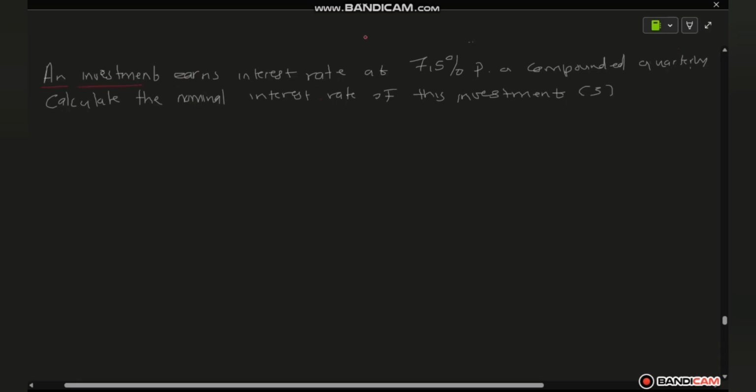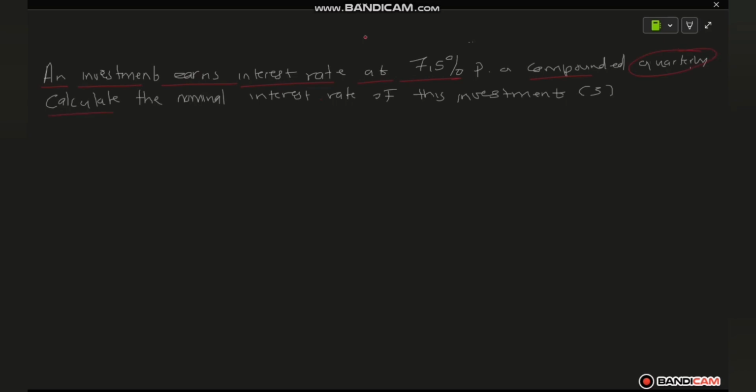Then an investment earns interest at 7.5% per annum compounded quarterly. That's 4, right? Calculate the nominal interest rate. Then we said that if they want to calculate the nominal interest rate, it means that the 7.5 here becomes the effective. Therefore, you write your formula. I hope now you're getting what I was saying: when they want you to calculate nominal, the one that you're given on the statement is the effective.